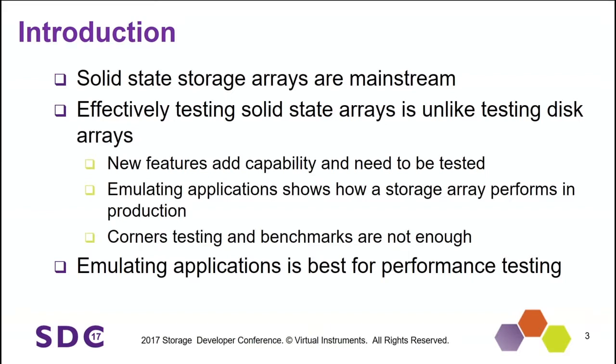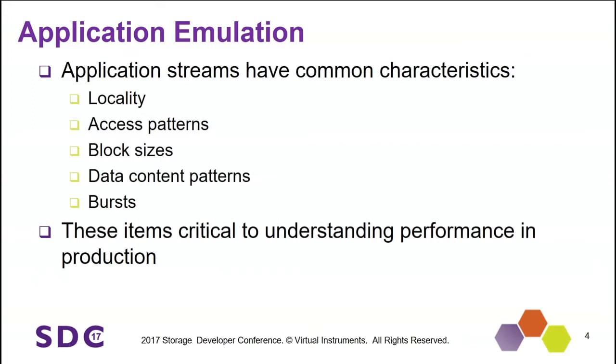We're working like crazy on it right now to get finer and finer grained control of what those applications look like. So I want to talk now about the elements. What's common about an application stream? It has locality. That means there is a certain pattern to where things are written and when they're written, where they're read and when they're read.